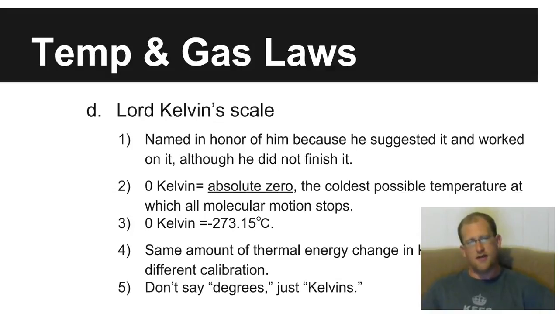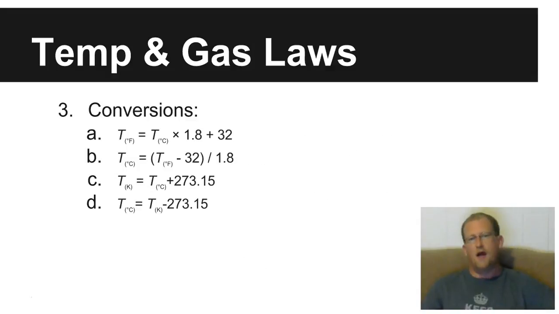0 Kelvin is also, in the Celsius scale, negative 273.15 Celsius. So that's the equation there. They have the same amount of thermal energy in the units of Kelvin and in degrees Celsius, just a different calibration. So the Celsius scale has the same width between numbers as the Kelvin scale. It's just that they have a different 0, okay? And you never say degrees Kelvin. For some reason, I don't know why, it seems silly to me. You just say kelvins. So 13 kelvins, not 13 degrees Kelvin, okay? Keep that straight.